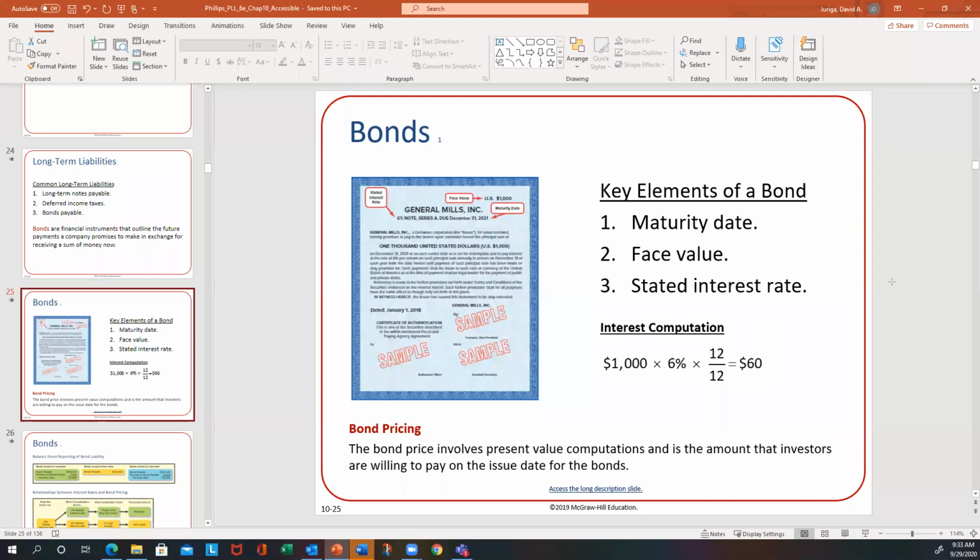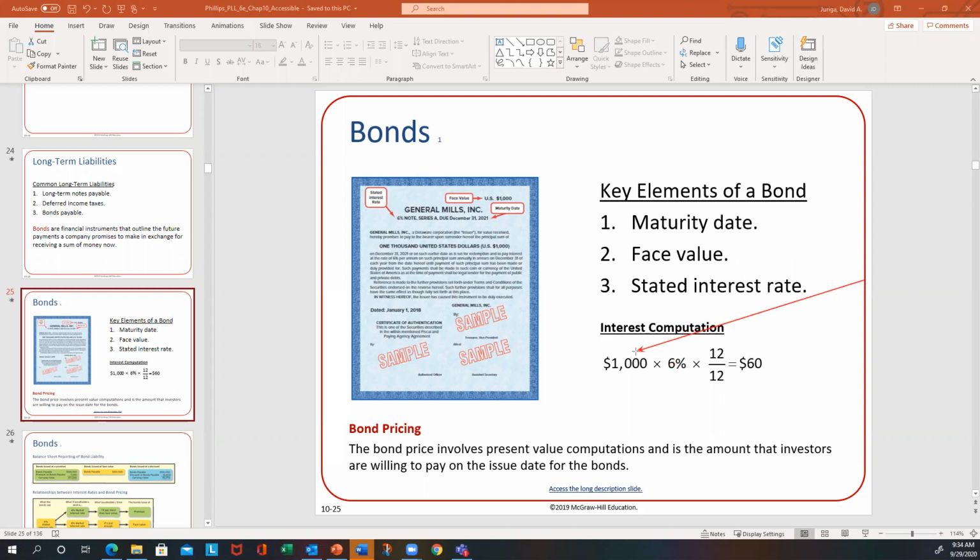So you'll note that typically there is always going to be a maturity date, a face amount, and a stated rate. The stated rate is what the bond is guaranteeing that they will pay you. So that's what the investors are looking at. And so you have a stated rate that they're guaranteed to get back, and the way you calculate the interest is the same as before, the principal times the rate times the time.